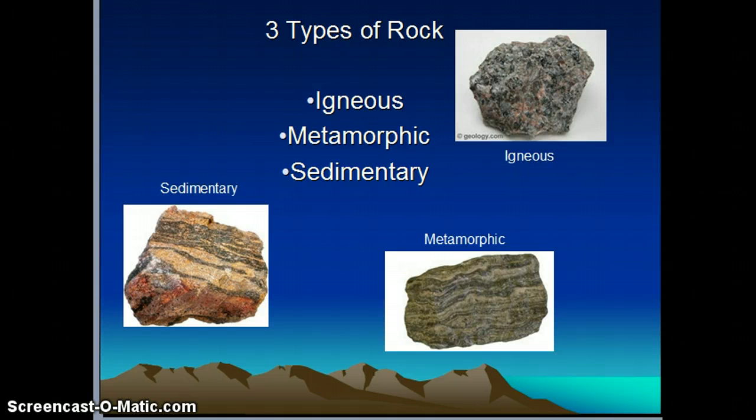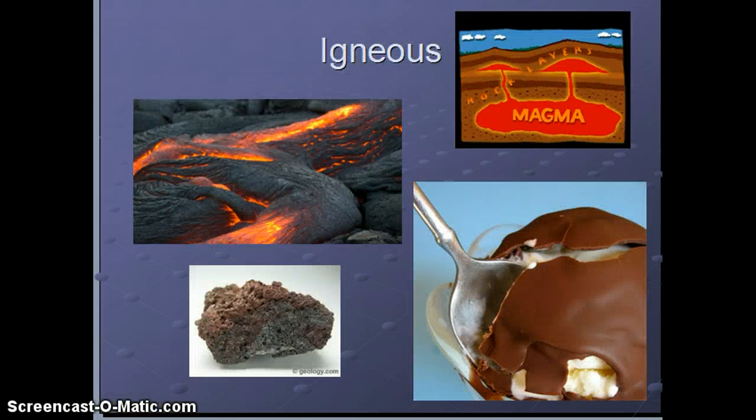Earth's numerous rock types can be grouped according to the way they're formed into igneous, metamorphic, and sedimentary rocks. Igneous rocks form deep in the earth. Magma changes to liquid under a lot of heat and pressure.